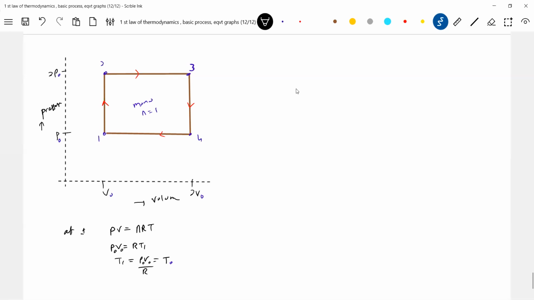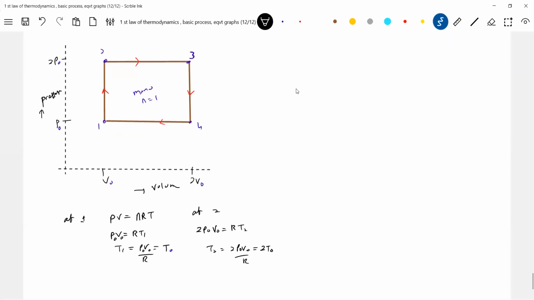Similarly, let's apply the ideal gas equation at 2. The first problem I'll show in detail. The pressure there is 2 P naught, volume V naught, number of moles 1. So RT2. So what is T2? 2 P naught V naught by R. Therefore this will be 2 T naught. At 3, pressure is how much? 2 P naught. Volume is how much? 2 V naught. So RT3. What is T3? 4 P naught V naught by R. Therefore this should be 4 T naught.